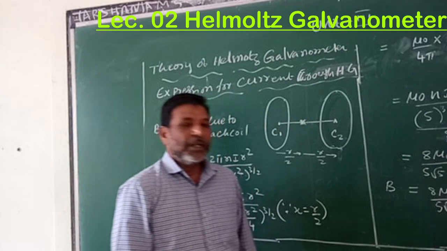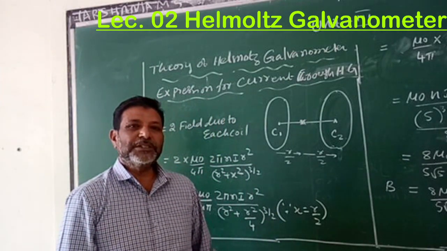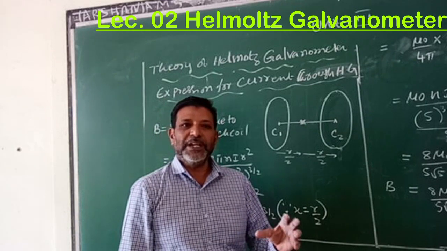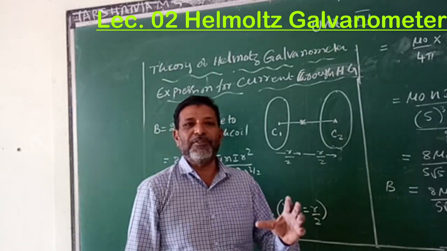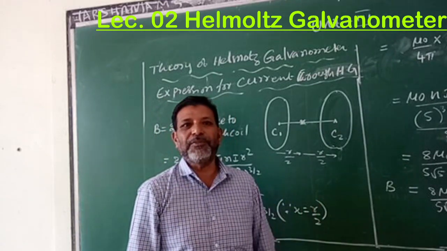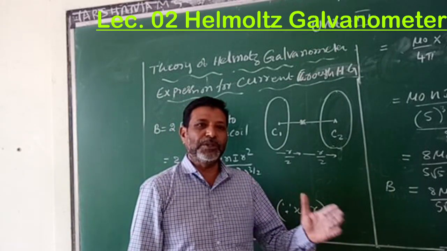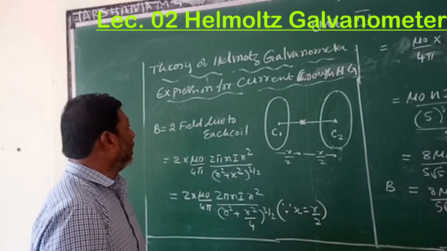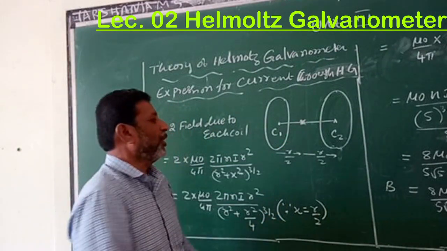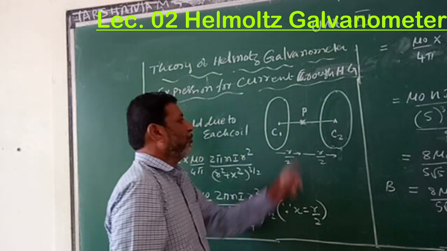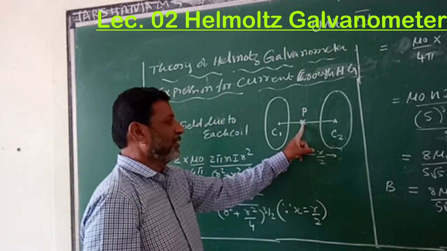As you know, the Helmholtz galvanometer is an instrument used for the measurement of current. Therefore, for the calculation of the current we need a formula. Now let us derive the formula for the current flowing through the Helmholtz galvanometer. Consider this point P, which is the midpoint.